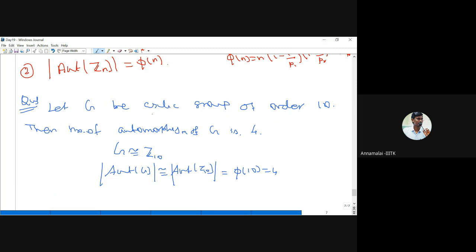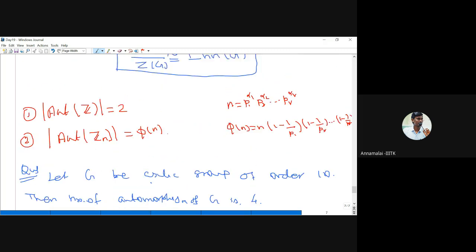Suppose instead of a finite cyclic group, they give an infinite cyclic group; the number of automorphisms is what? We know that any infinite cyclic group is isomorphic to Z, and we know that the automorphism group of Z has 2 elements, therefore the number of automorphisms of an infinite cyclic group is also 2. So this is an important result. You can find more formulas in my notes. It is available on my website. You can find it there.